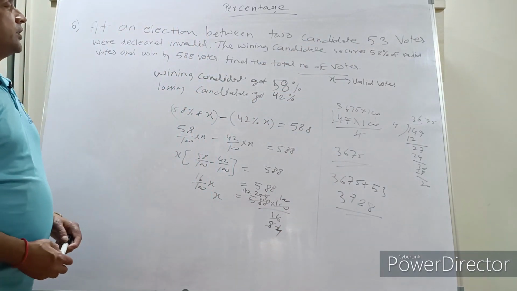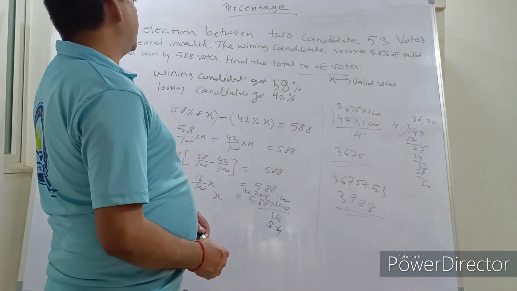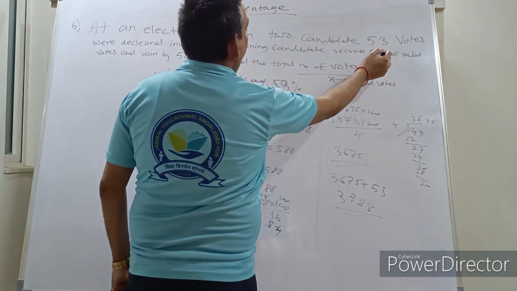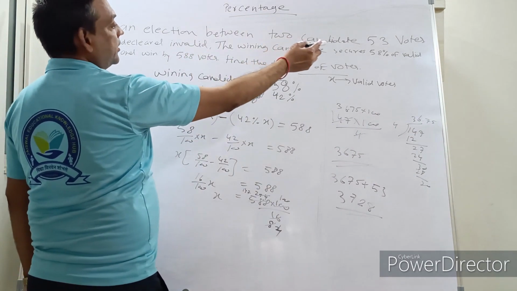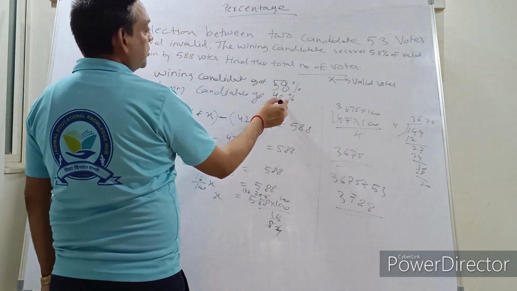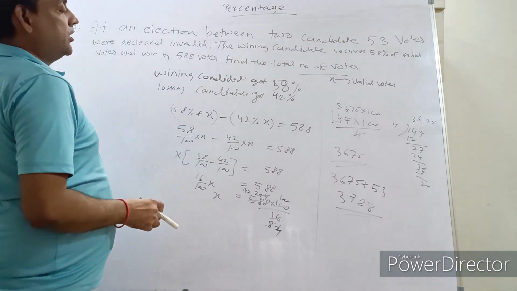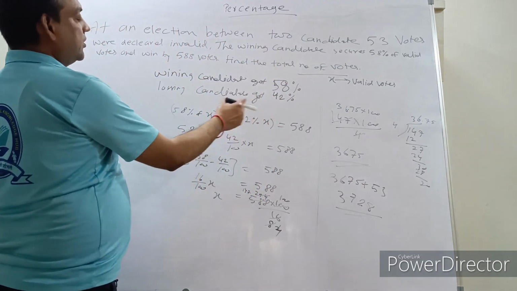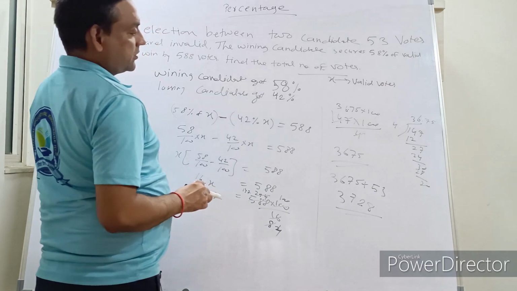Okay, so this type of sum they also ask most of the time in the paper, and it's very simple. You have to just find out how much the winner gets, and then 100 minus that is what the loser gets, and then 58 minus that number, like 42. So the difference between both will be 588, because he won the election by 588 votes. Okay, so that means he got 588 more votes than the other person.